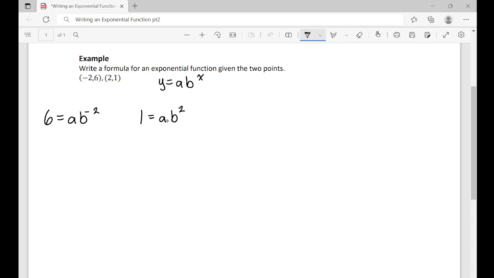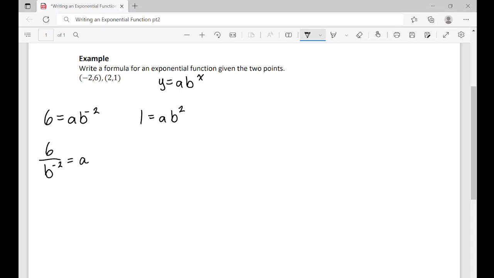Now you need to solve for a on one of them, and it doesn't matter which, both will give you the same answer. But I'm going to choose this one for a couple of reasons, and you're going to see why. To solve for a, I'm going to divide the b raised to the -2 over. So when I do that, I'm going to get 6 over b to the -2 equals a.